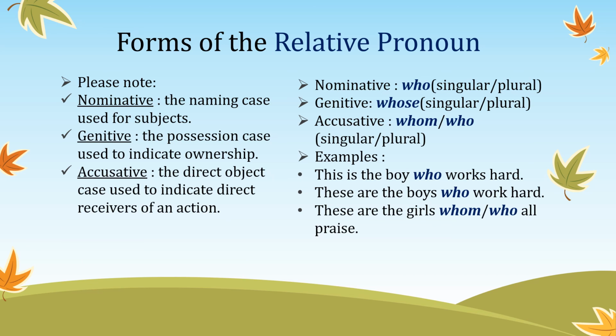This is the boy who works hard. So boy is the subject over here, which is the main person about whom the sentence is speaking. So I have used who. Now coming to the next, these are the boys who worked hard. Now again, it's the subject where I'm using who. The boys, here I have the subject whom I am focusing on.